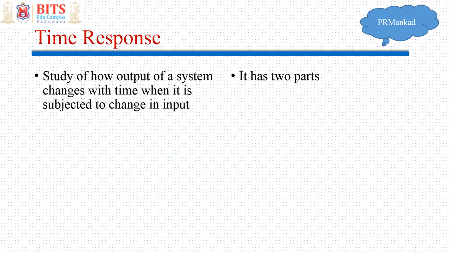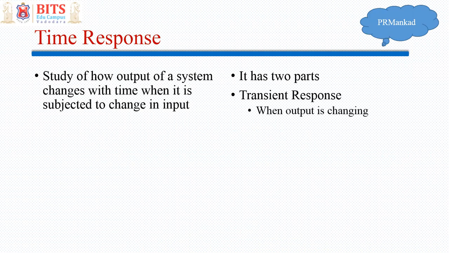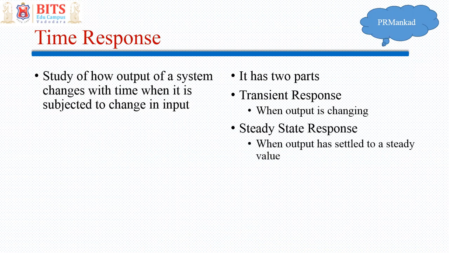This time response classically has two parts. The transient response, when the output is changing, and after some time the output settles down to a steady value. That response later on is called the steady state response.